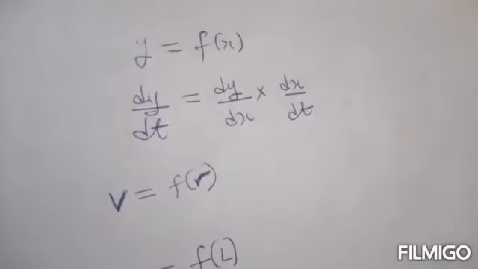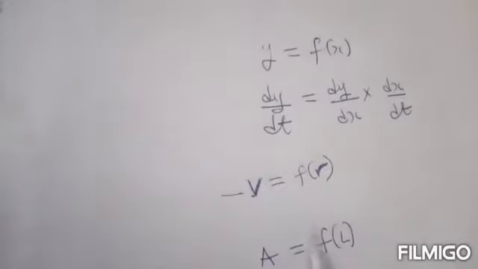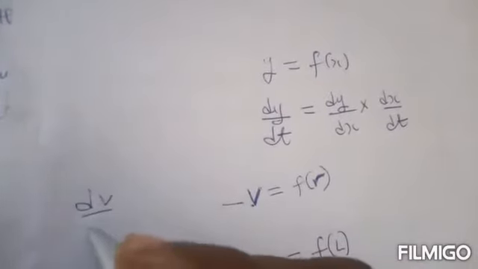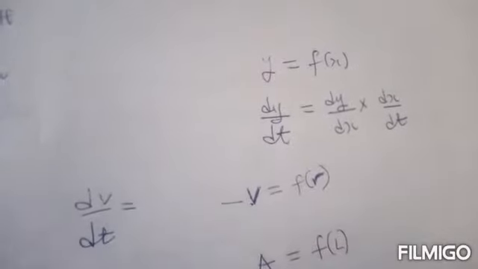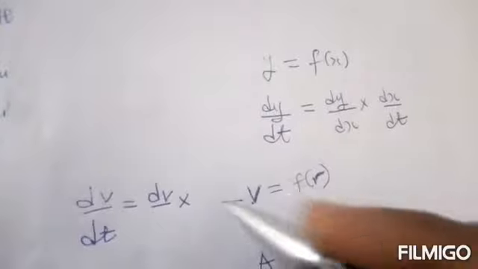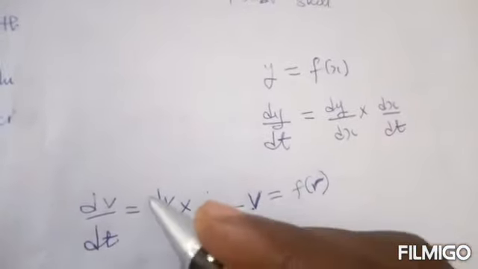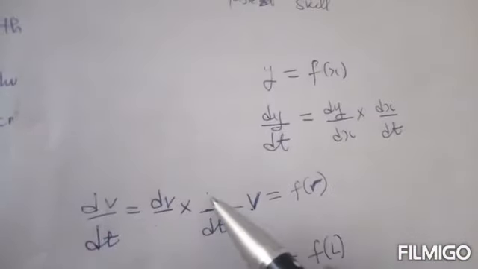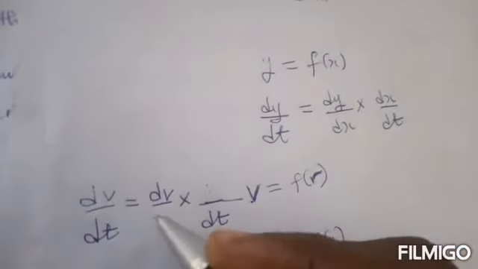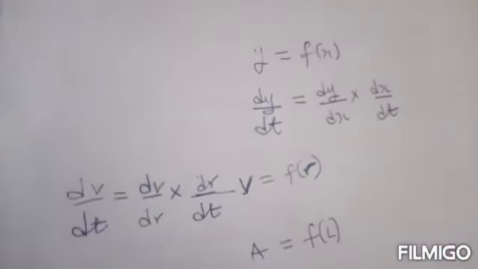So if you are finding the rate of change of the volume, that will be dV/dt. You write dV over dr times dr over dt. These are the two things that we know for sure. What goes in the middle has to do with the other variable r. So this is how we have a link.